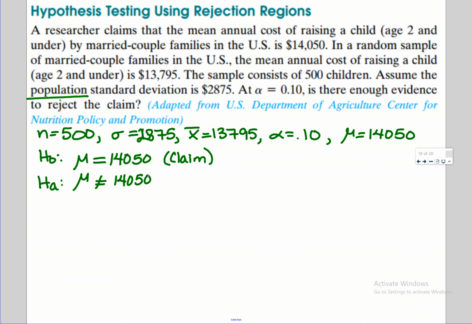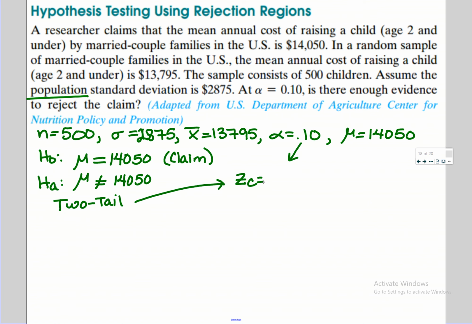Okay. Can you tell me if it's going to be a left tail, right tail, or two-tail test? It's going to be a two-tail test. All right. If it's two-tail, put that together with your level of significance to find your critical value of Z, and then we can draw our rejection region.